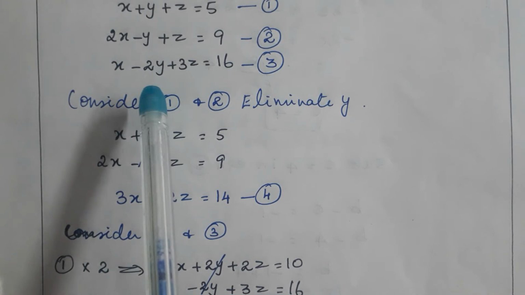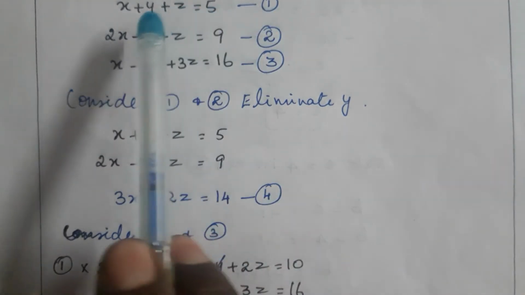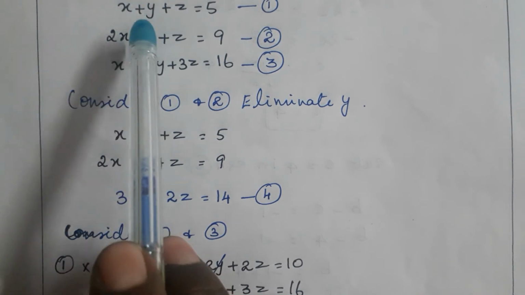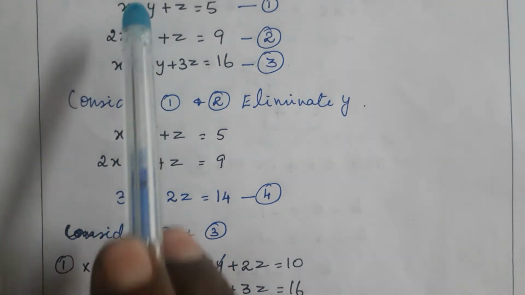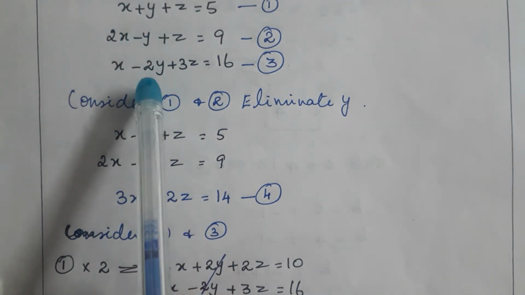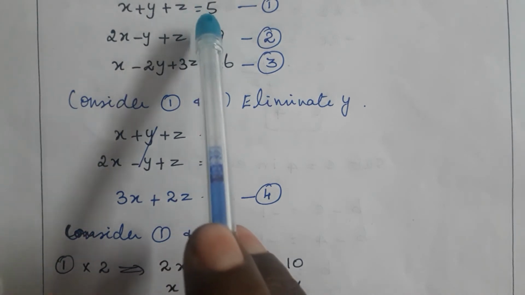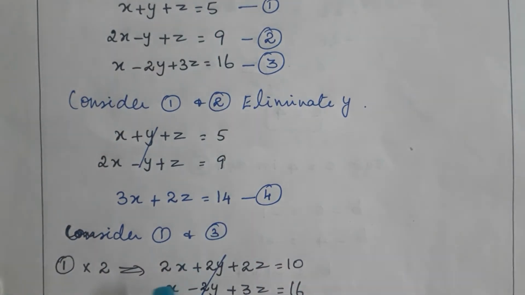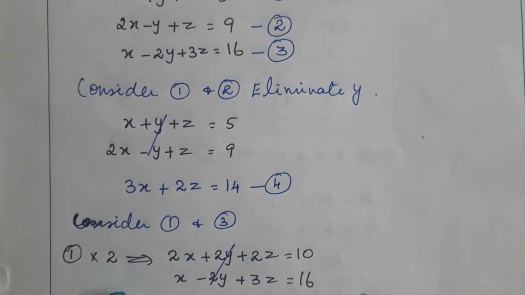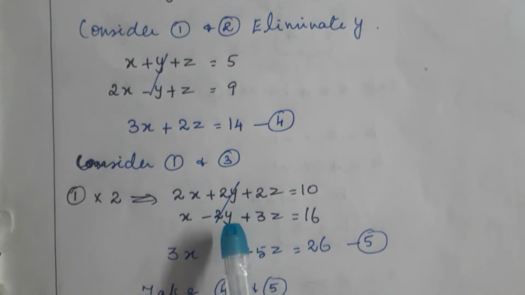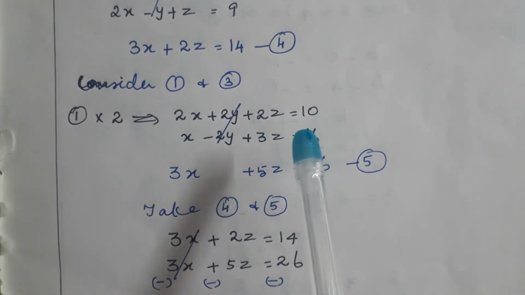In the third equation I have the coefficient as 2, but in equation number 1 I have the coefficient as 1. So I have to equate those two; both coefficients must be equal. For that, I am going to multiply equation number 1 by 2. See how I am going to do it. Multiplying the first equation by 2, I will get 2x plus 2y plus 2z is equal to 10. Both sides we have to multiply.